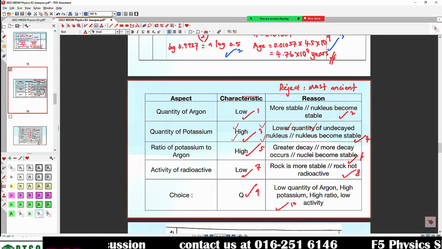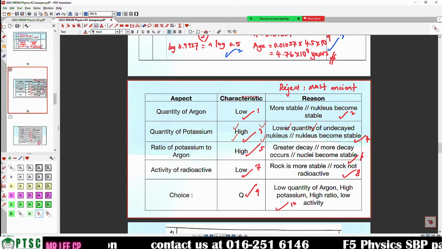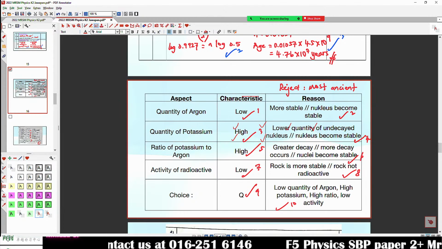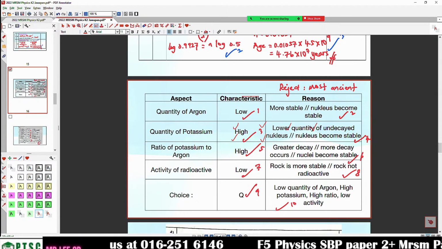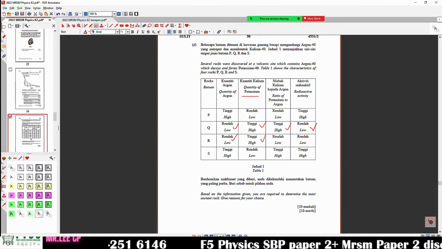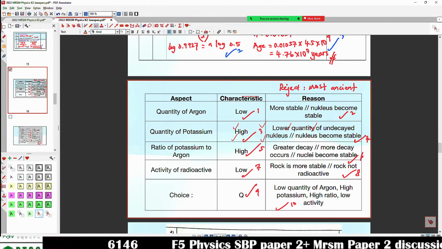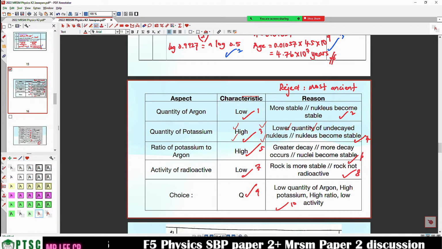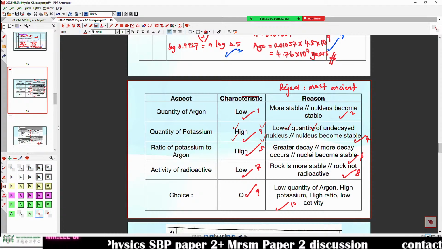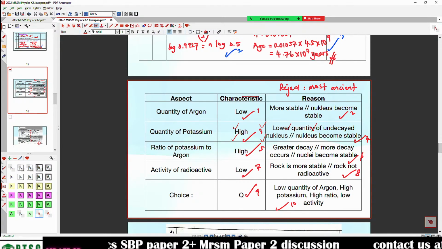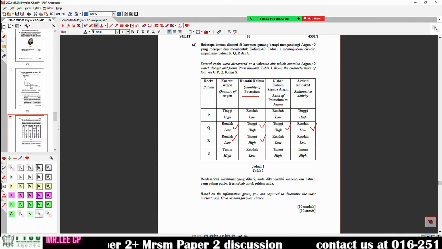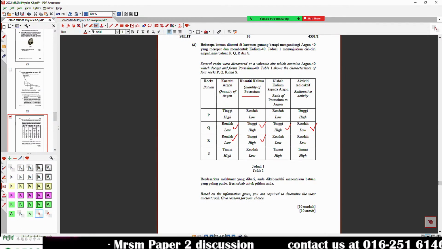So you want it to be low, the quantity of argon has to be low, so more stable. The quantity of potassium is high, so low and high. You got low, high. Okay, both correct already. And then the next one, the ratio must be high, because a big number divided by a small number, you get high, right? And then the next one, low. This one is low. No choice, you have to choose low. Alright, so the answer is Q. The answer is Q. Right?